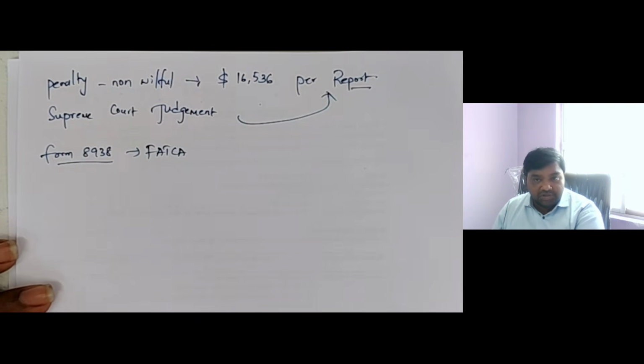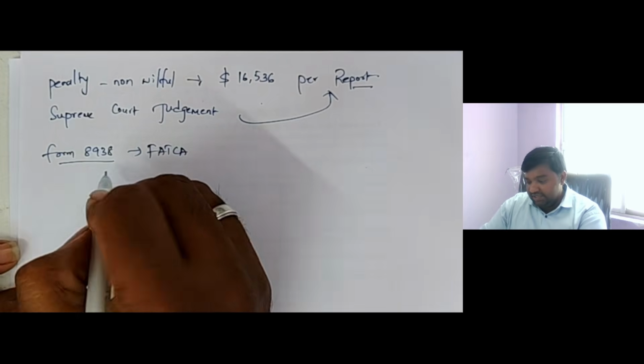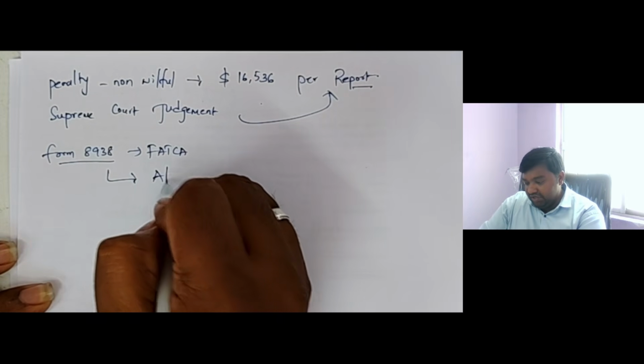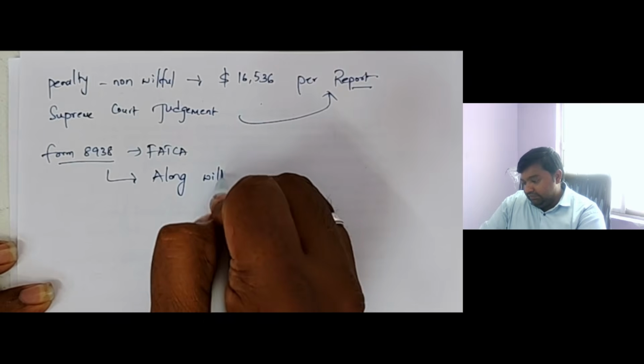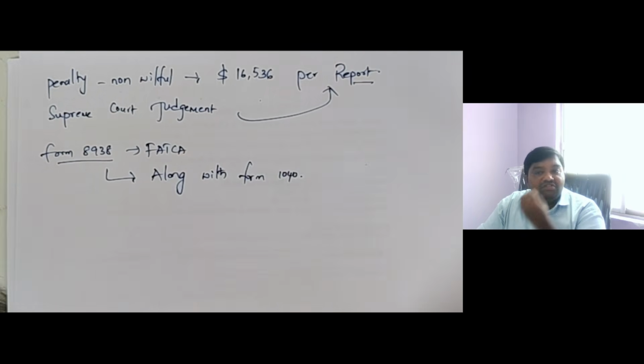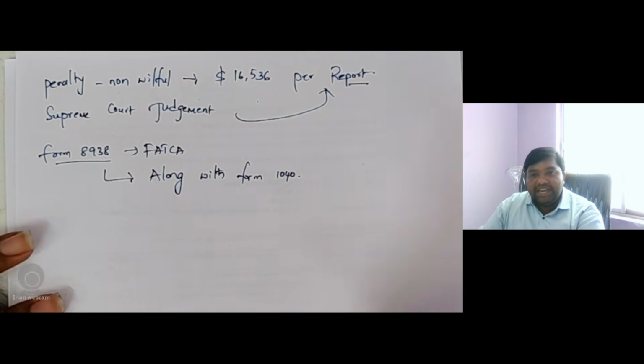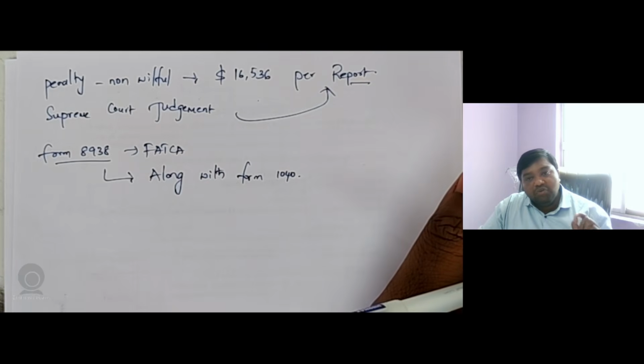So here also you have to report your foreign financial accounts. This is filed along with your form 1040, which is your individual income tax return. Now you may have a doubt whether I have to file both FBAR and form 8938.